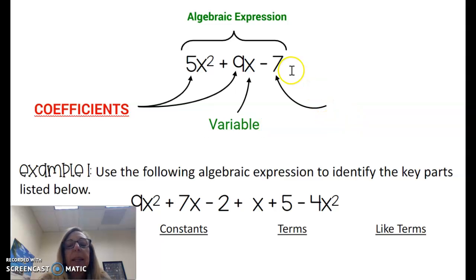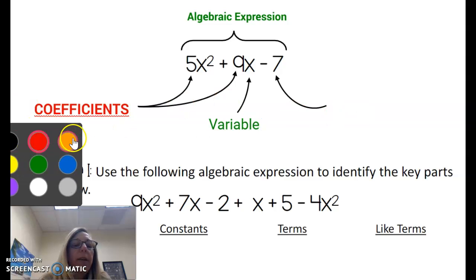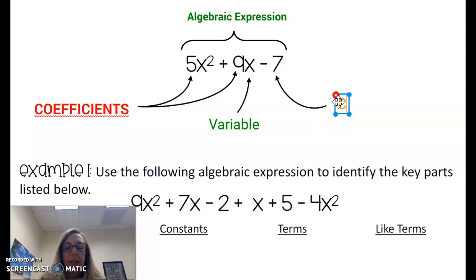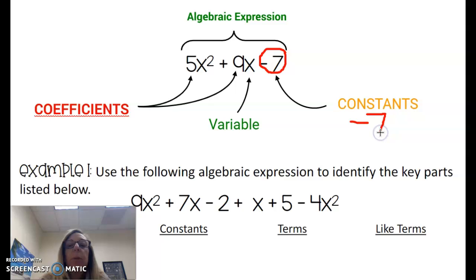And then last but not least, we have what's known as, I'm going to write this one in orange. Let's go orange. We have what's known as constants. Constants, remember, never change. Constants always, and I just want to make sure you understand this, include the sign in front of the number. So in this situation, the constant is a -7, because the negative is in front of that 7. We're going to take a look at some examples, and we're going to look at how we can identify the coefficients, constants, terms, and like terms.